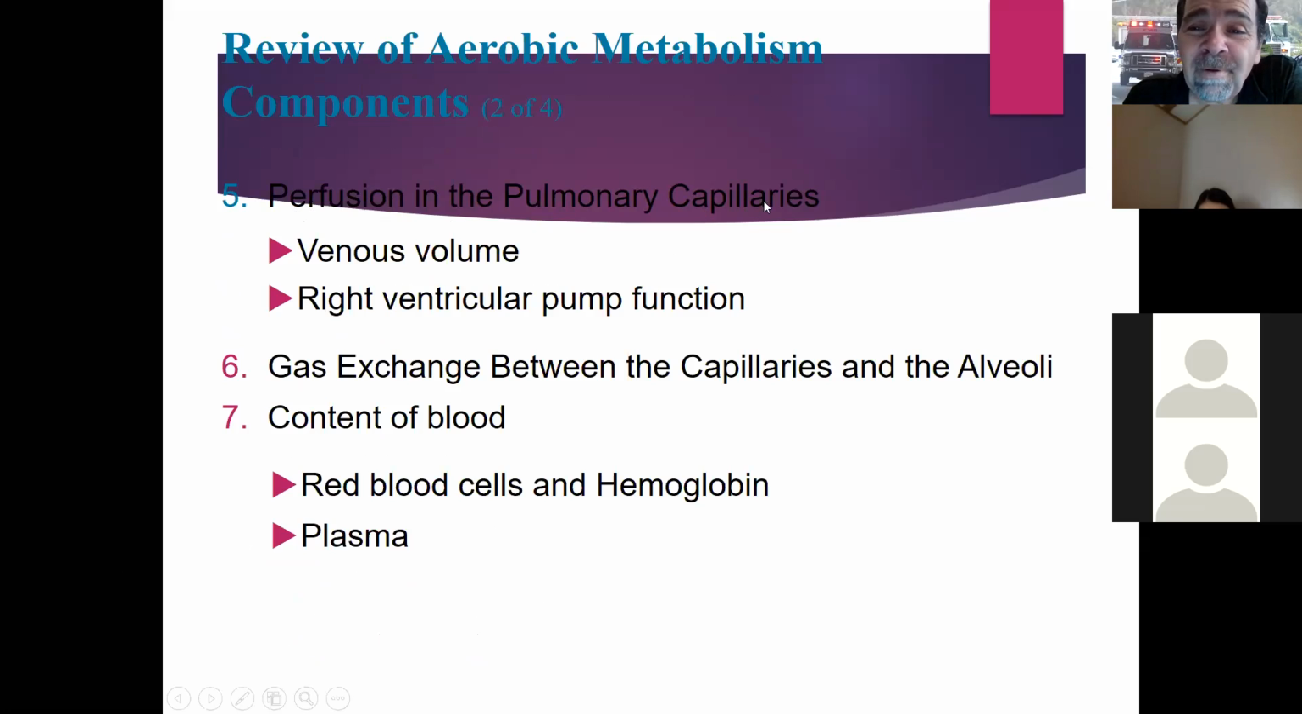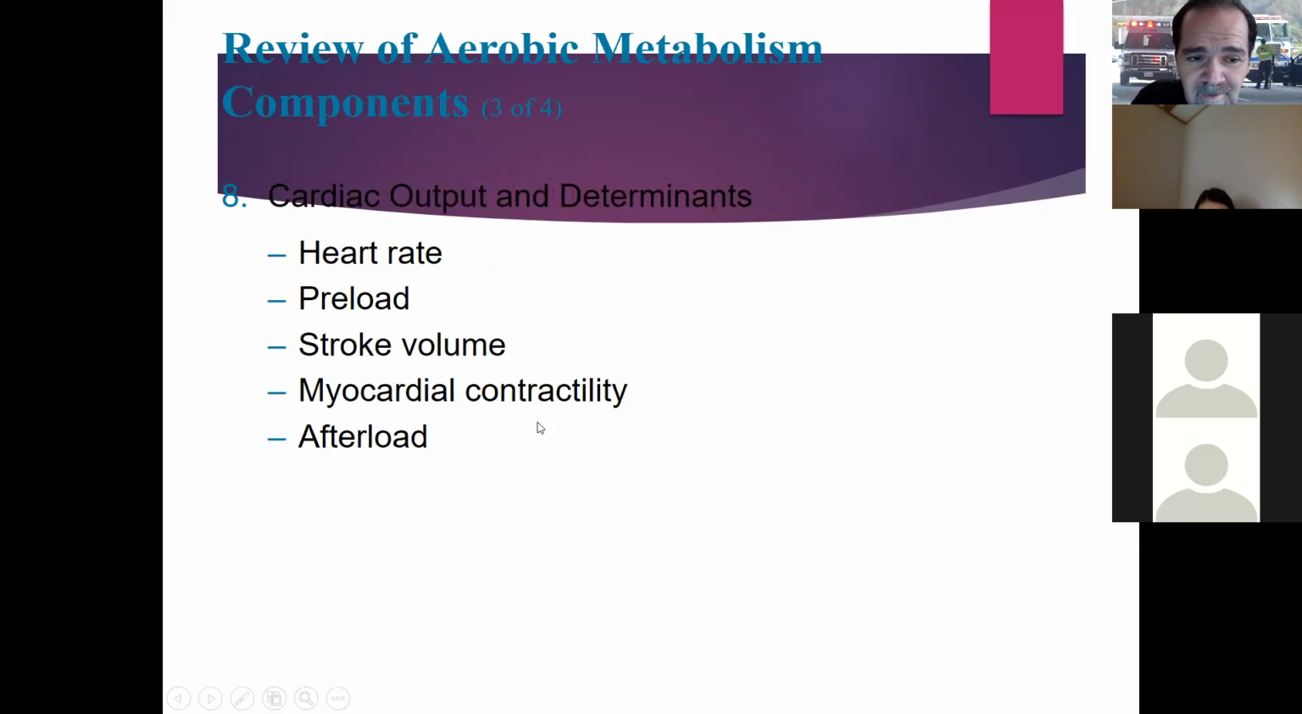Perfusion in pulmonary capillaries: you have venous volume and right ventricular pump function that work correctly. In the gas exchange between the capillaries and the alveoli, content of blood, red blood cells have to be there with hemoglobin, and plasma has to also be there. Cardiac output and determinants: heart rate, preload, stroke volume, myocardial contractility, and afterload.